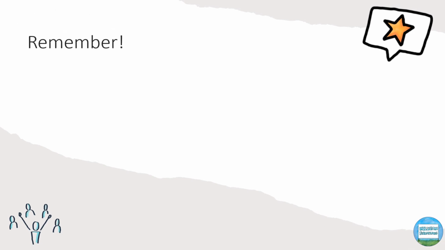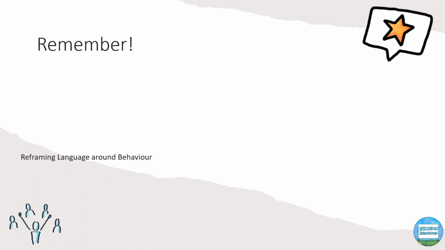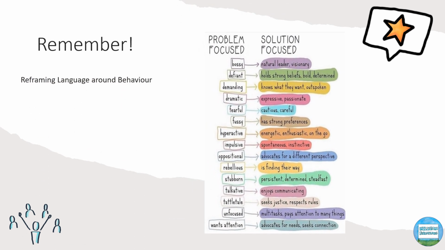It is important to remember that the language we use sends a message to our young people. Therefore, we need to be conscious of our wording and shift our perspective to what could this behaviour be telling me? The graphic on the screen shows other examples of how we can reframe our language around behaviour in schools. A child described as hyperactive can also be described as energetic, enthusiastic, and on the go.